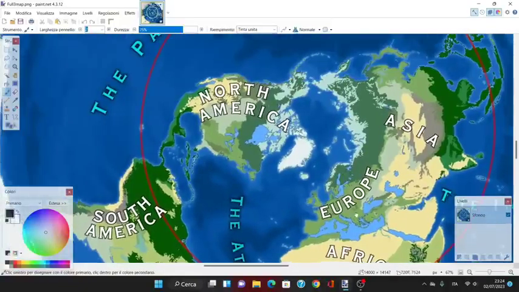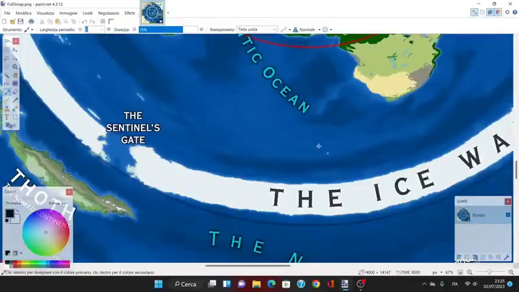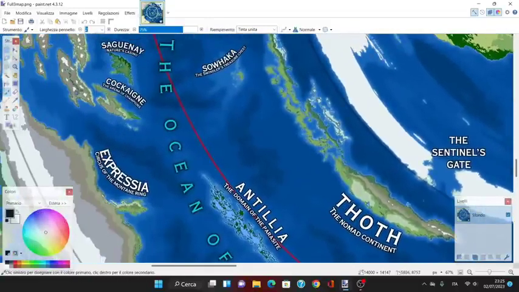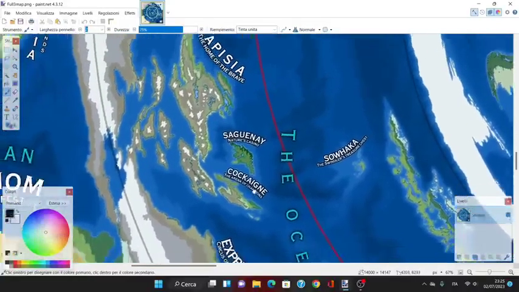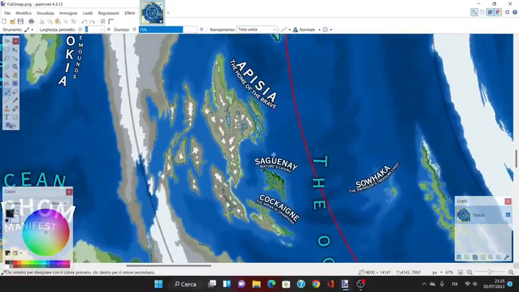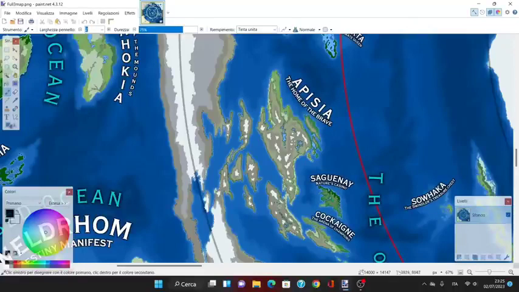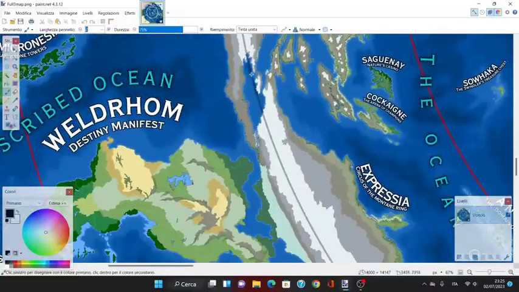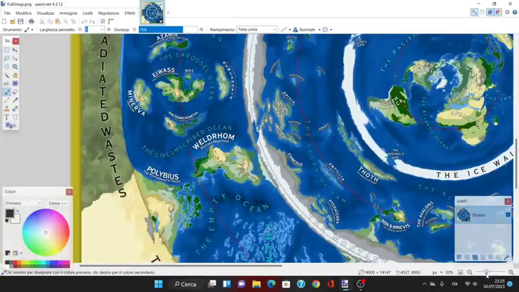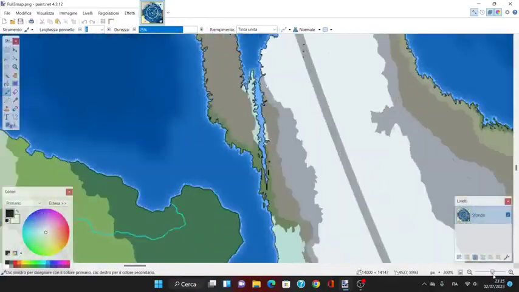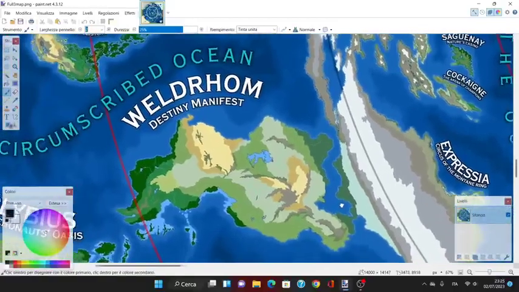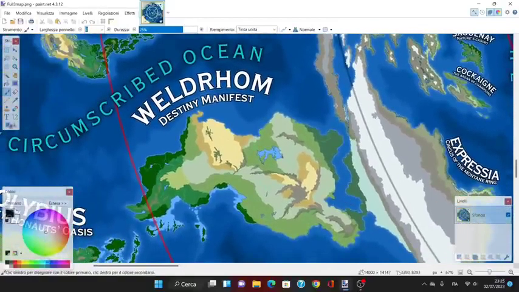so Europe, North America, or something like that, Africa, don't know, don't care, and then out of it through the Sentinel's Gate, and then land on Thoth, if it is there, since it is a nomad continent, then reach places like Cocaine, Expressia, Saguenay, Apisia, and then have to circumnavigate Apisia and get into these islands, and finally you can go into this strait and exit it, and finally find yourself in the second ring. And you will be encountering the continent of Weldhorn, the Destiny Manifest continent.